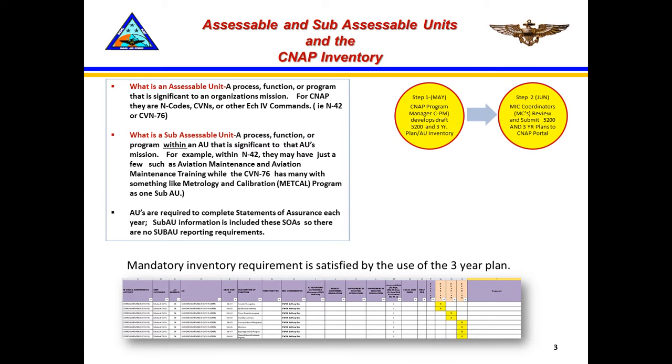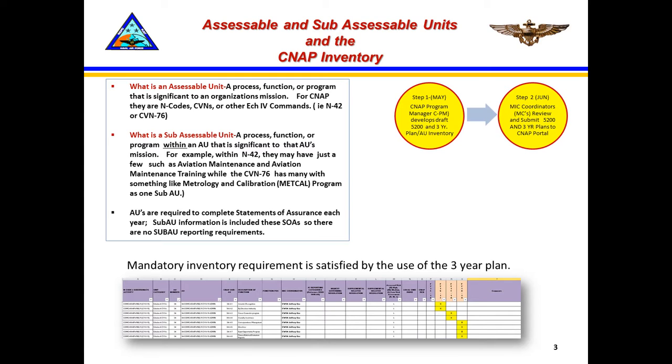So I know we've heard the term a lot, but just wanted to clarify for those that might be new to the program or don't have a clear understanding of it. What is an accessible unit? By definition, a process, function, or program that's significant to an organization's mission. So for CNAP, that would include things like the encodes, the CDNs, or other Echelon IV commands.